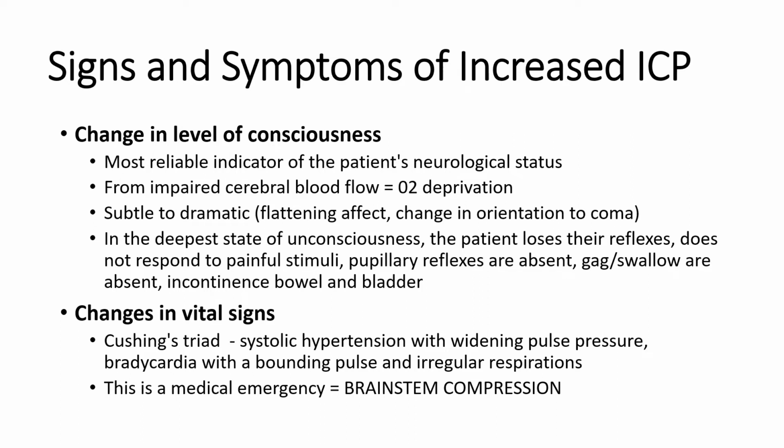The patient may have changes in vital signs, especially if we're starting to have more of that brainstem compression going on. So we're going to have what's called a Cushing's triad. The patient is going to present with a systolic hypertension, and we're going to have a widening pulse pressure, meaning that we're going to have a systolic pressure and a diastolic pressure really far off from that systolic. So an example, we may have 200 over 40. So that's a widened pulse pressure. There's a huge difference between systolic and diastolic.